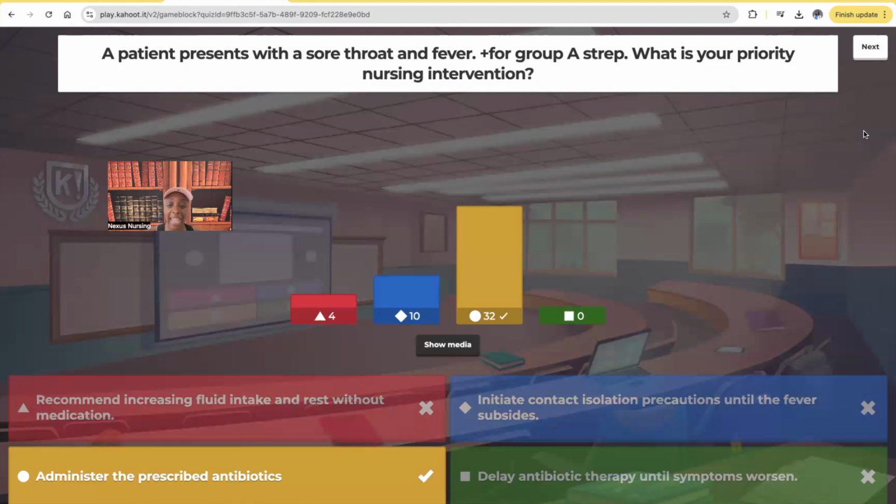And then last, delay antibiotic therapy until the symptoms worsen. What? No. That patient tests positive, they're going to get antibiotics, and you're going to teach that patient to take those antibiotics as ordered, even if they're feeling better, to complete the full course of therapy. Okay?